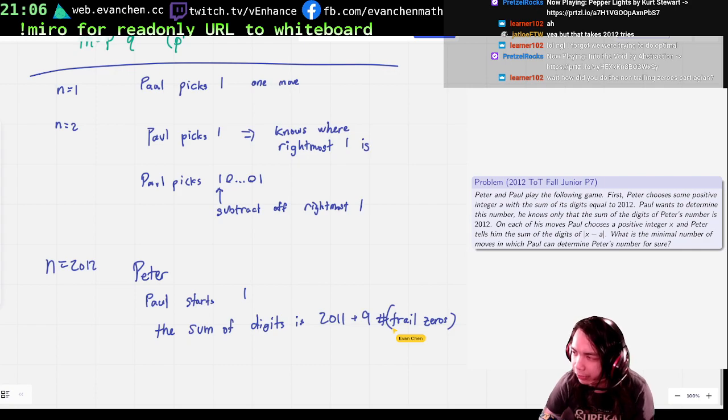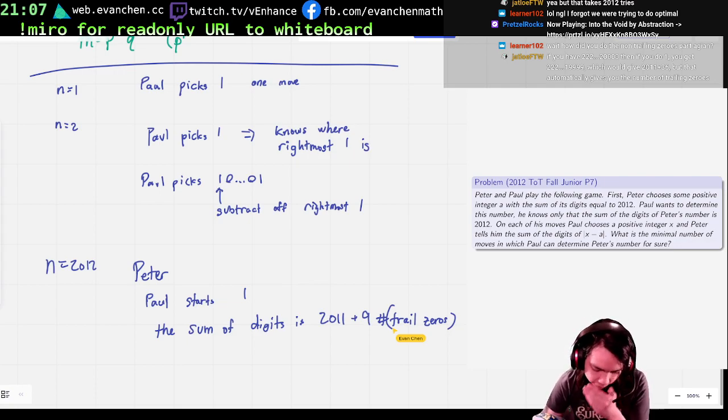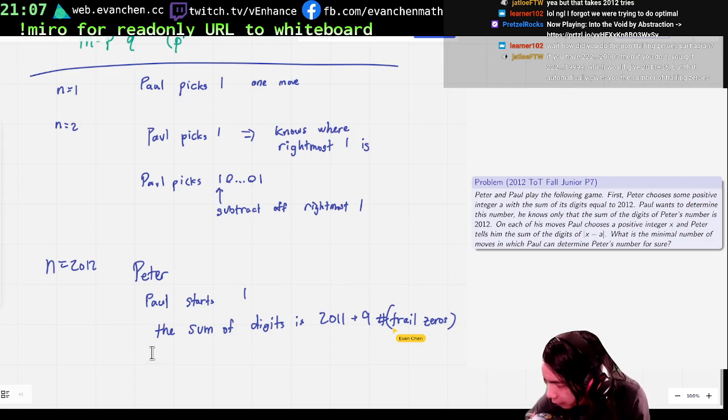If it's permanently in the future, you can do the same problem except sum of digits 2011. Once you know where a single digit is not zero, you can permanently just kill it when you make your queries.